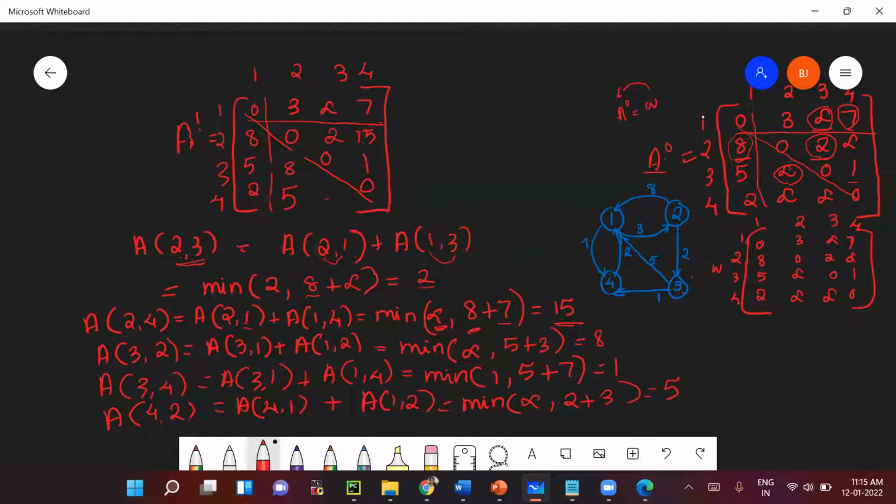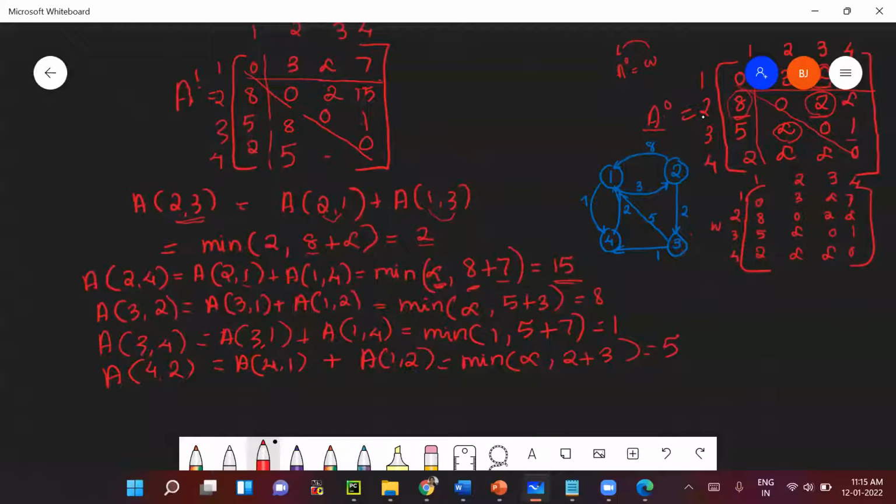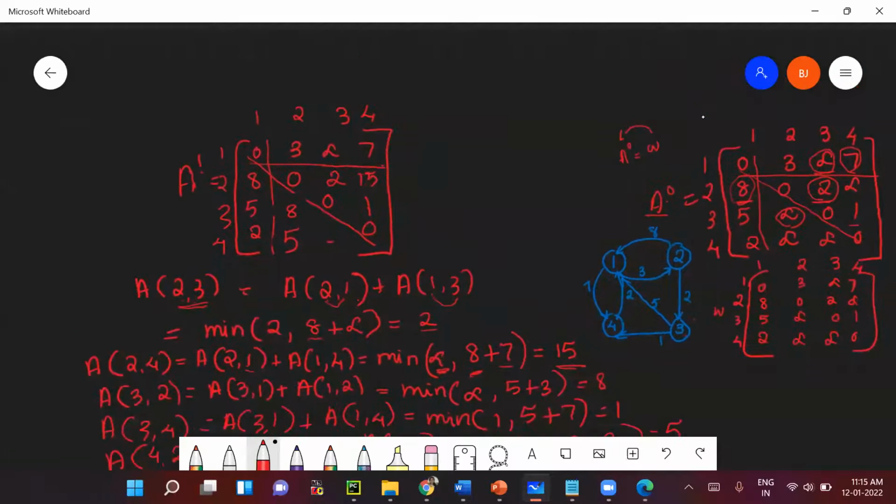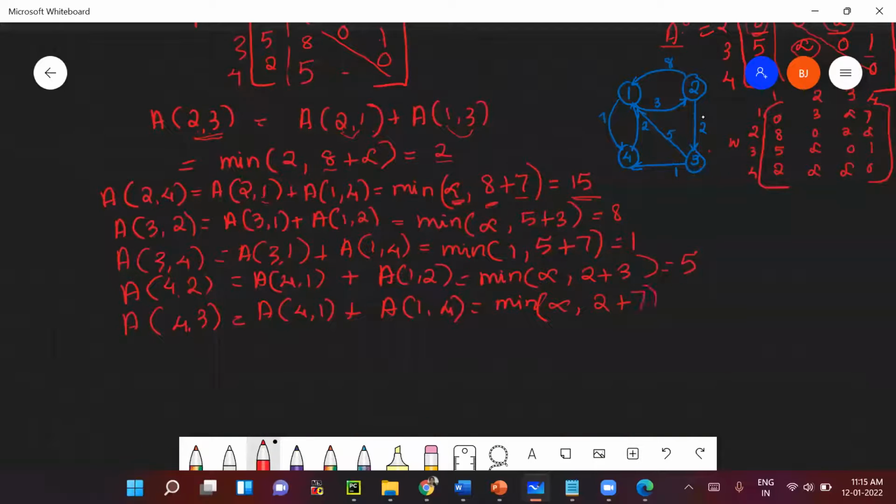Got it? Now one more cell which is remaining is 4 3. 4 2 is over. So A of 4 comma 3 is nothing but A of 4 comma 1 plus A of 1 comma 4, which is minimum of, what is 4 3? 4 3 is infinity, comma 4 1 is 2 plus 1 4. What is 1 4? 1 4 is 7, which is 9. Is it correct?